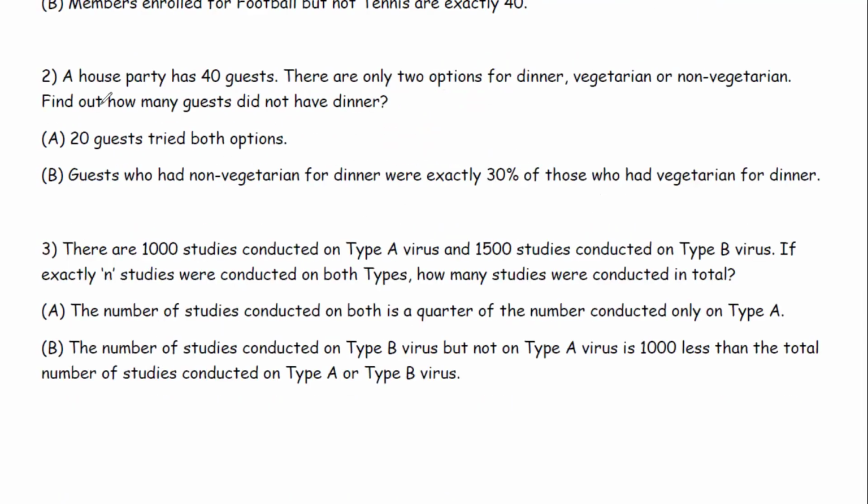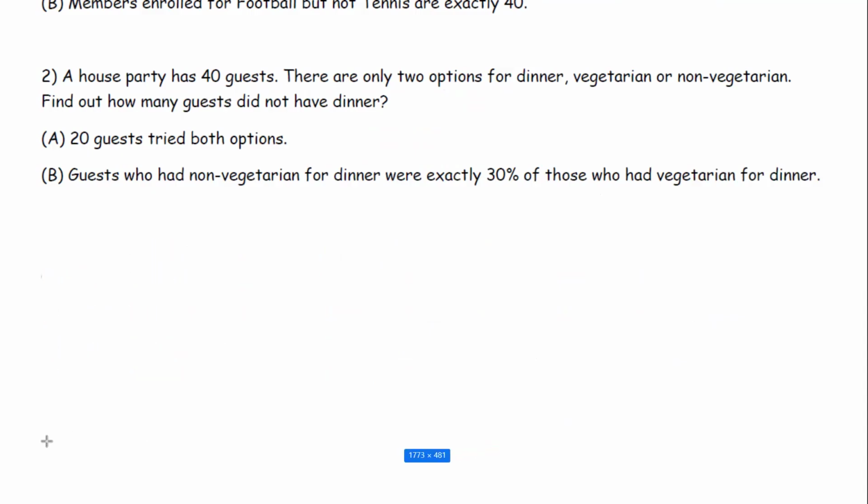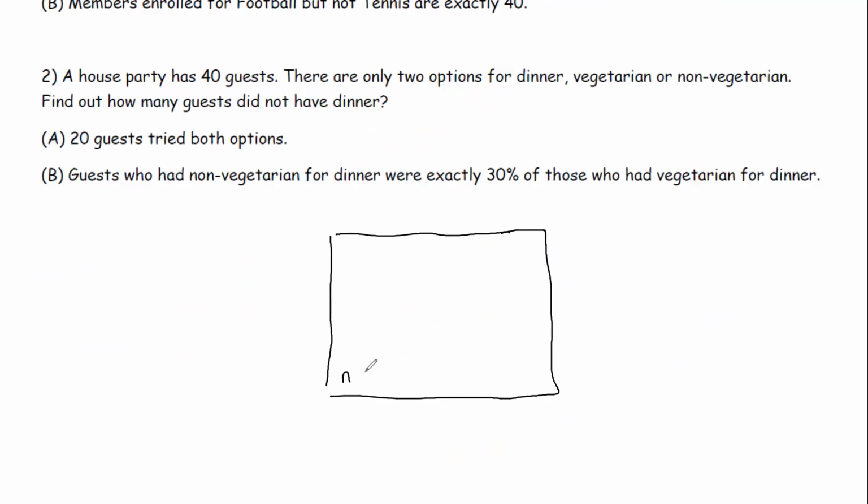Question 2. A house party has 40 guests. There are only two options for dinner, vegetarian or non-vegetarian. Find out how many guests did not have dinner. So this time we have this N we need to find out. That's for vegetarian, that's for non-vegetarian.